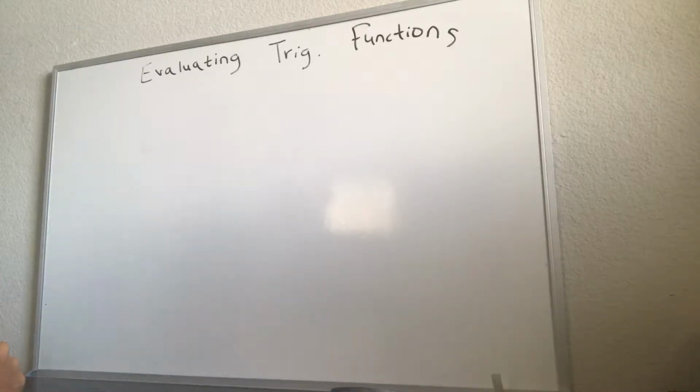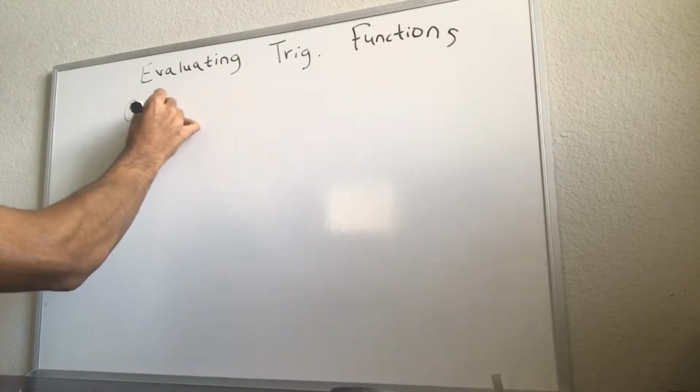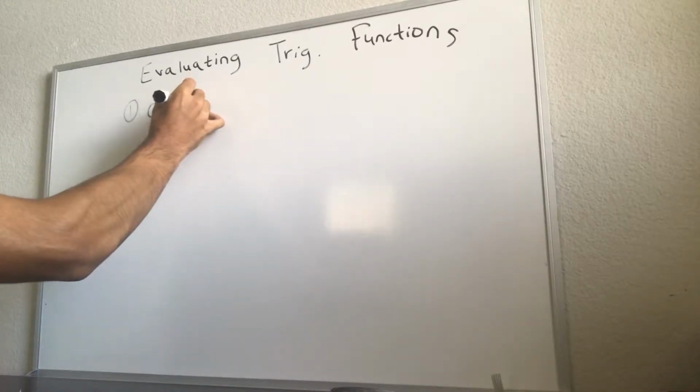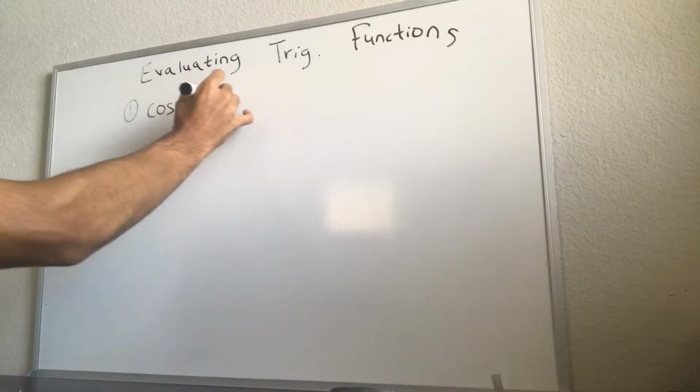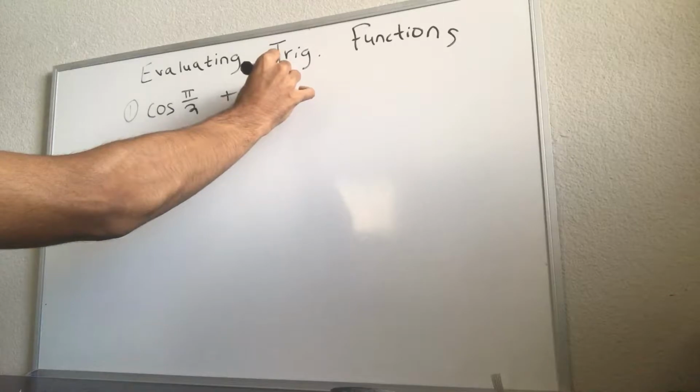Here we have evaluating trigonometric functions. With all the operations, addition, subtraction, multiplication, division, we have various expressions that can be simplified using the ratios that we already know. So the first example I would have is cosine of pi over 2 plus sine of pi over 2.